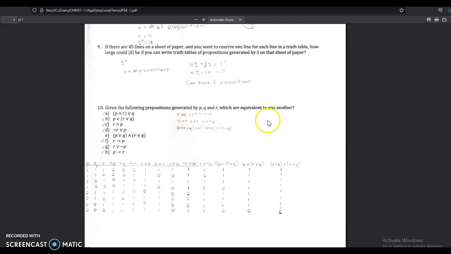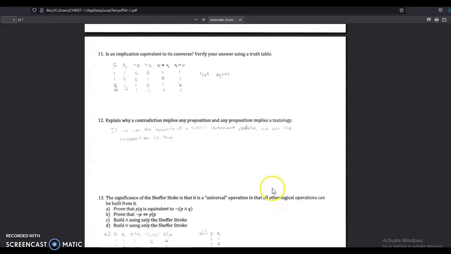That's true. And the last set of equivalencies that I noticed were P or (R and Q) is biconditional to (P or Q) and (P or R). This is actually just the distribution rule that we have later. So here is P or (R and Q), and then this was the last one. So all 1s, just true. So 10. Is an implication equivalent to a converse?